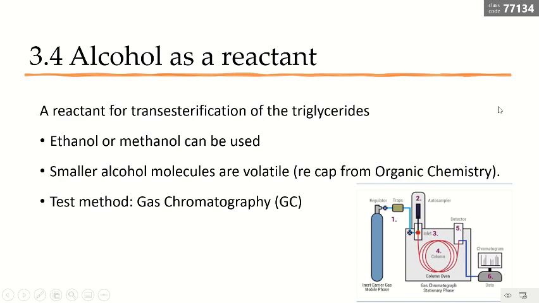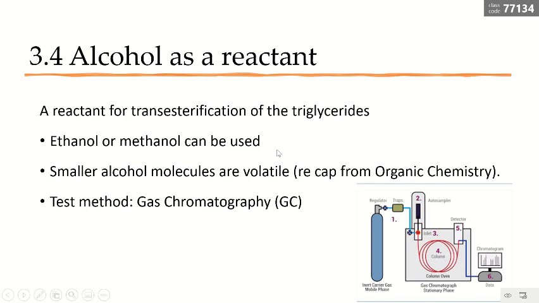The last parameter we want to talk about or emphasize is the alcohol as a reactant. For this whole biodiesel production, the transesterification, we use ethanol or methanol as the reactant. I will elaborate slightly more on the following slides why these two are true.